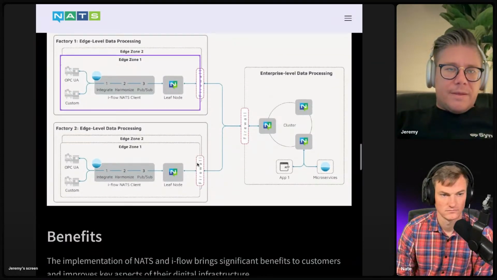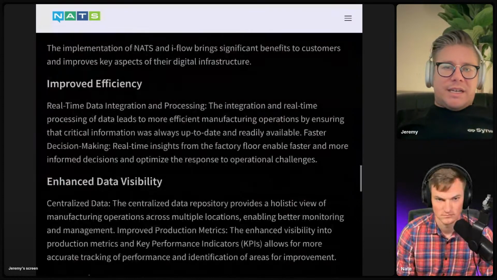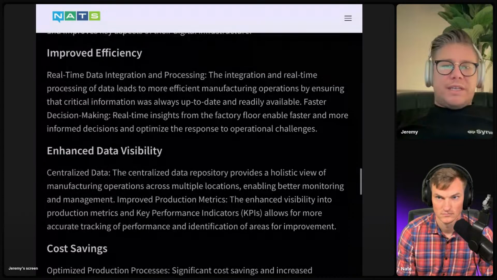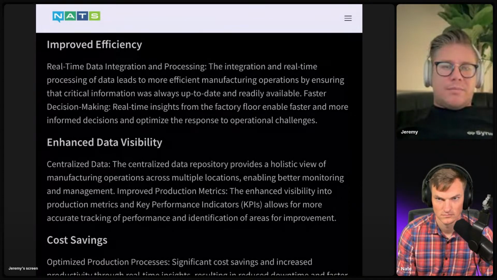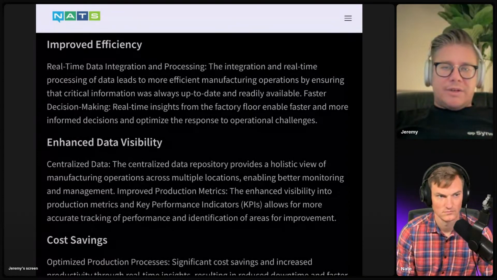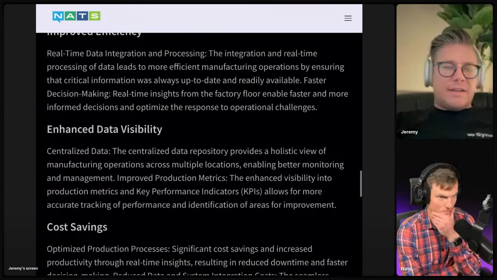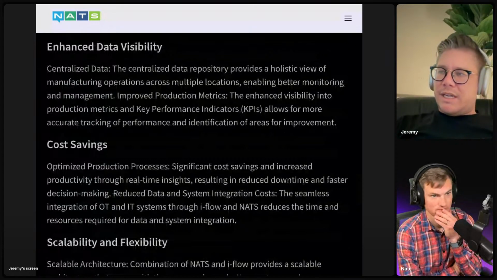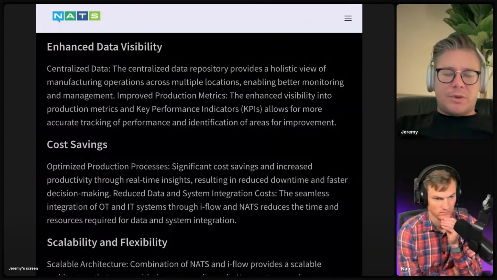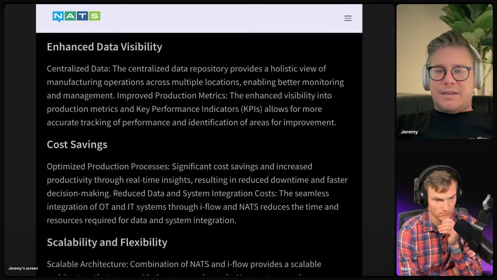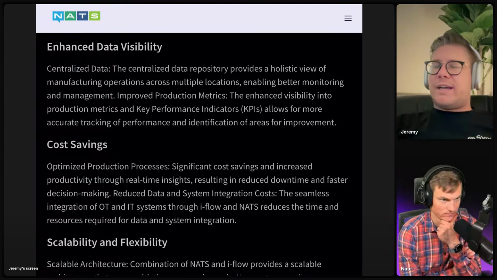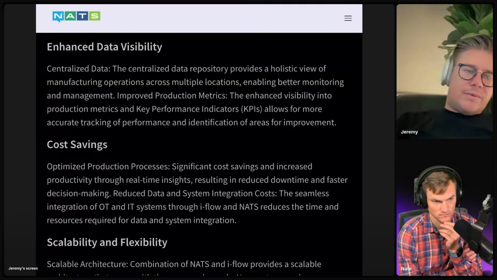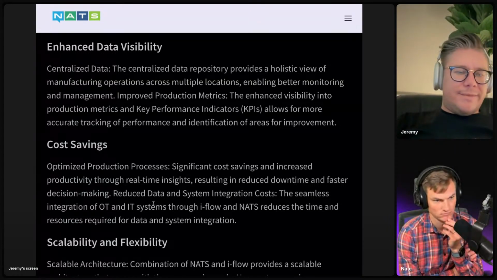All right, let's continue. An implementation of NATS and iFlow brings significant benefits to customers and improves key aspects of their digital infrastructure. So they get improved efficiency, real-time data integration and processing. They get enhanced data visibility. They have this centralized data, which is great because they don't have to pull data from these factory floors. The data's just pushed to the cloud. And even when the internet goes out at a particular factory location, all that stuff is stored and then forwarded on to the cloud when they need to, which is great.